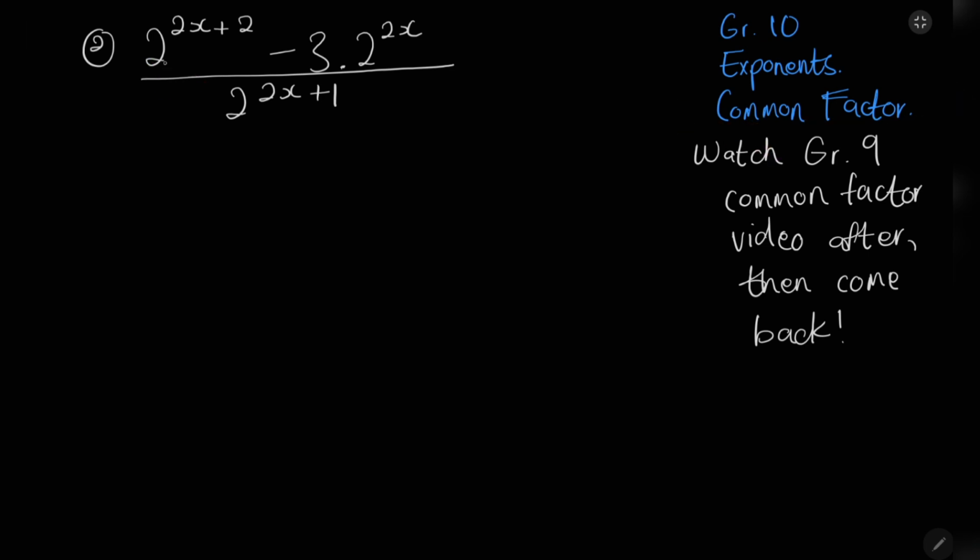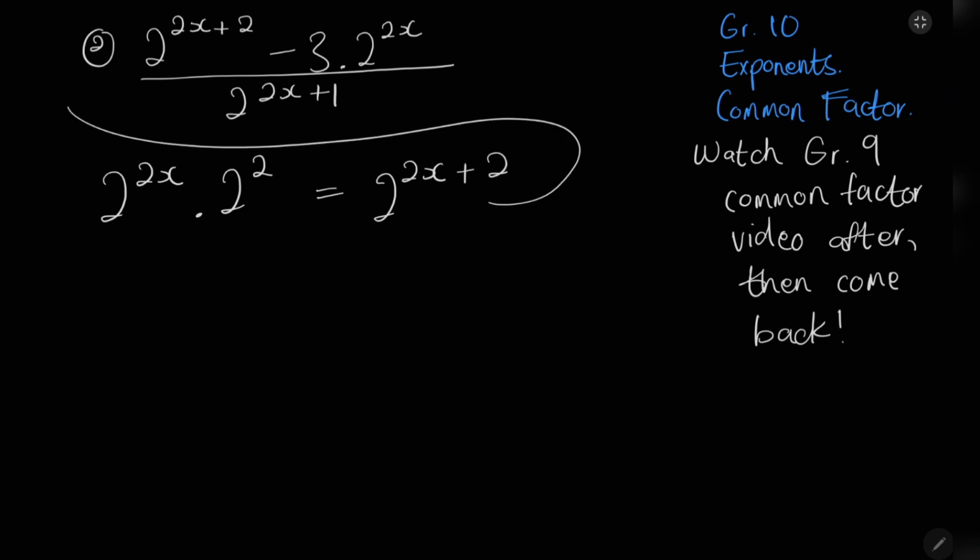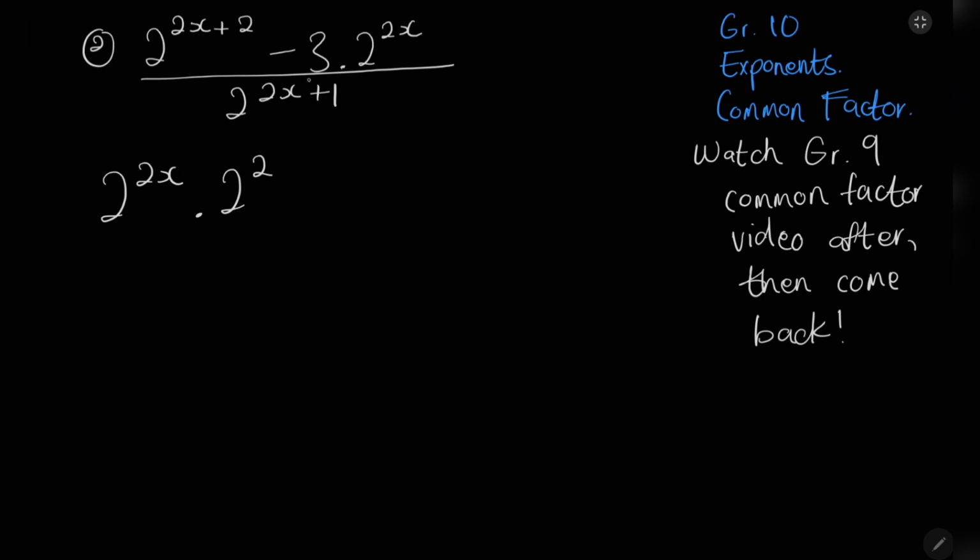For the first term in the numerator, we have 2 to the power 2x plus 2. This can be written as 2 to the power 2x times 2 squared. Is this accurate? Let's verify. This will be 2 to the power 2x. We have the same base, 2, they're multiplied, therefore we add the exponents. So when we add our exponents, we'll get 2 to the power 2x plus 2, which is similar to that. So we didn't make any mistakes. Let's move to the second term.